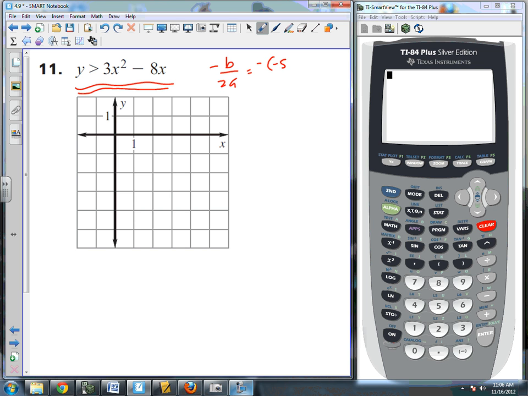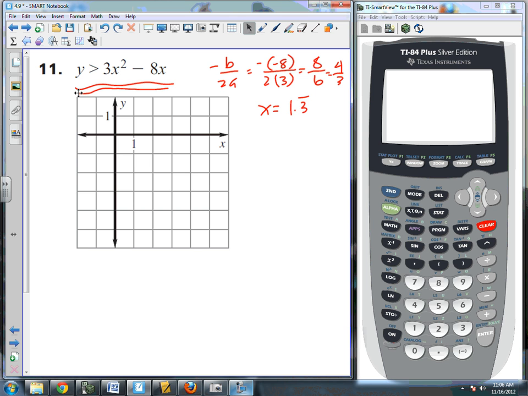So it's negative negative 8 over 2 times 3. And already you're starting to see that this is not a nice number. It's 4/3, which is a decimal, 1.33 or 1.3 repeating, for the x value of your vertex.